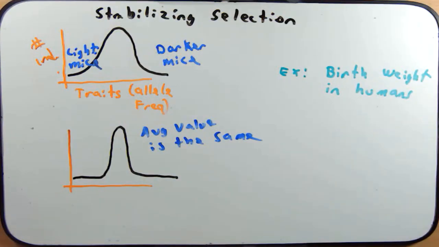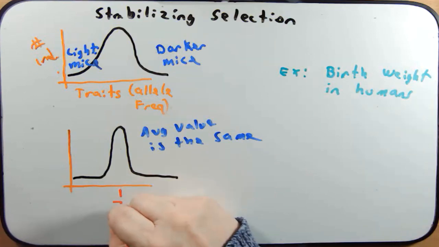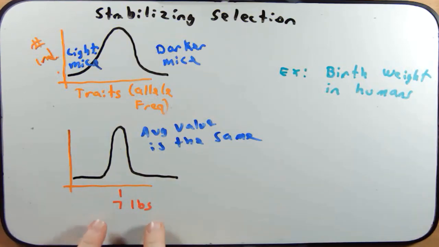When they study a large population of babies born during a particular time, what they find is the average weight of the baby is around 7 pounds. Going in either extreme of the 7 pounds increases mortality. A baby born that is too small is not going to survive as well. A baby born too big is also not going to survive as well.